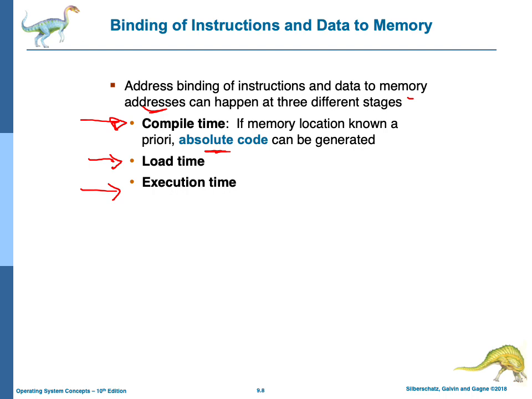So the advantage of execution time binding is that the program can be allocated one initial absolute address in memory, but then while executing, the program has the freedom to move to a different location in memory, and that can happen for different reasons that we're going to discover today. But that movement cannot happen if we already specify an absolute address at compile time.